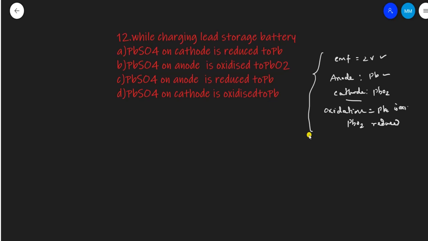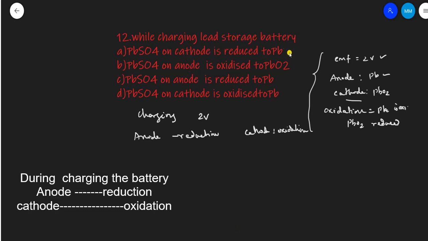In case of charging, the process is reverse. When you apply a voltage higher than 2 volt, what happens? The reaction is reversed. That means at the anode, reduction takes place, and at the cathode, oxidation takes place. The process is reverse. Clear? So in this problem, while charging a lead storage battery, the process is reversed. So cathode is reduced? At the cathode the oxidation process takes place, so it is not the answer. And anode is oxidized, it is not the answer. And anode is reduced and cathode is oxidized to lead. So C and D may be the answer.